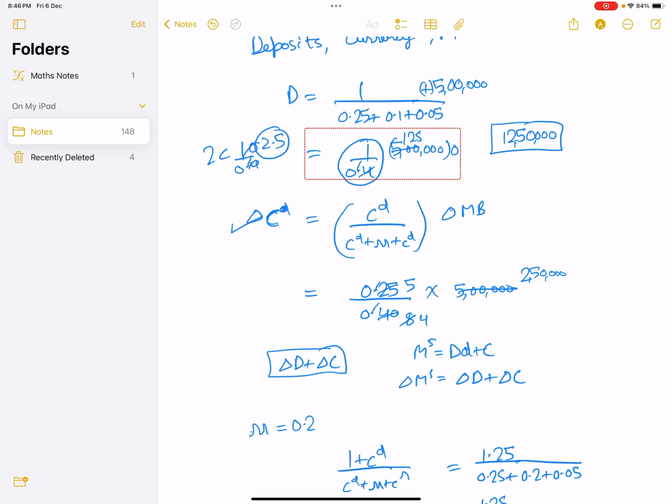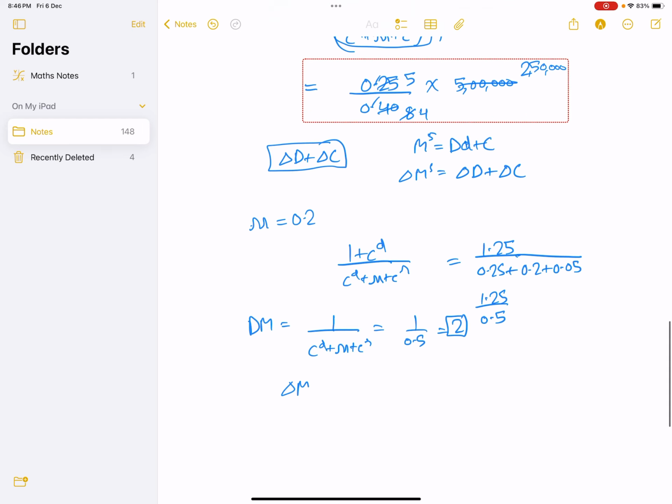Change in currency would be lower as well because the denominator has increased. So similarly, the change in the money stock, which is change in demand deposits and change in currency, would be lower.